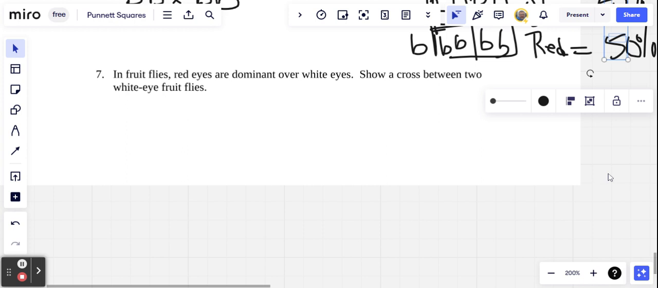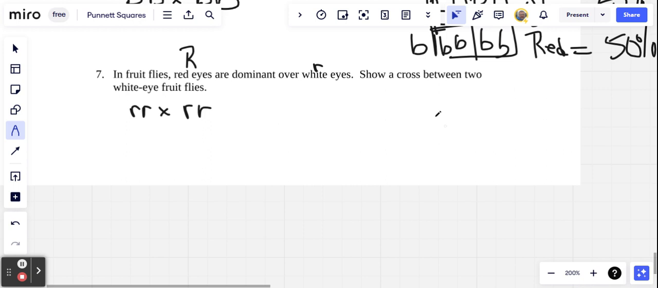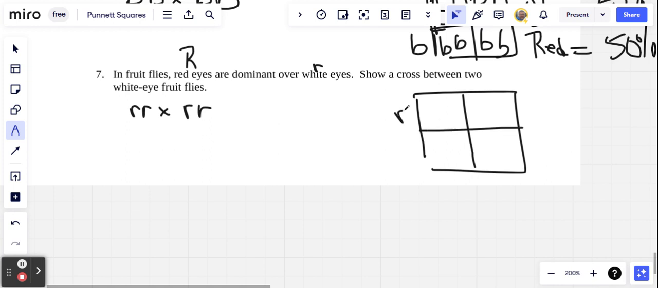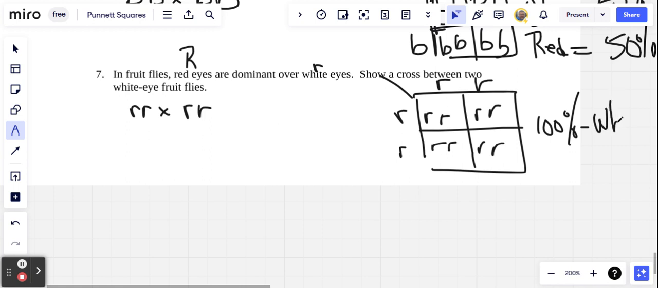In fruit flies, red eyes are dominant over white. So red, make it a capital R, is dominant over white, lowercase r. Show a cross between two white-eyed fruit flies. If they're white, it's recessive. The only way they can have it is two lowercase r's. There's two of them, so it's just all the same alleles, right? All the offspring, it's the only alleles they can get. So they're all homozygous recessive. So 100% white-eyed. That's the answers to them.